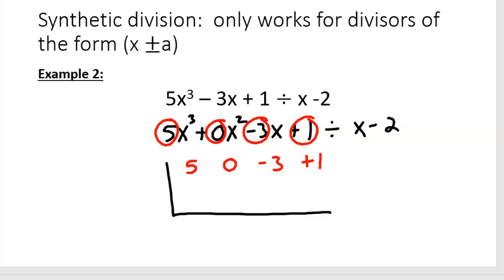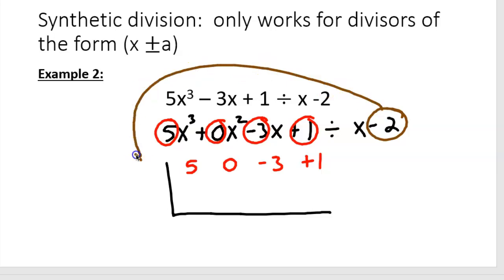Okay? Then I'm going to take this number off of the divisor, and I'm going to put it over here, but I'm going to do the opposite sign of that. So instead of a negative 2, it's going to be a positive 2.